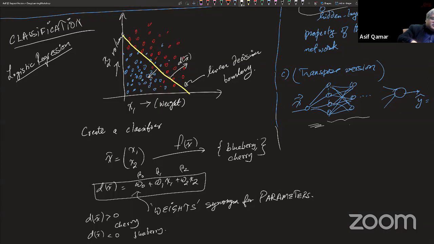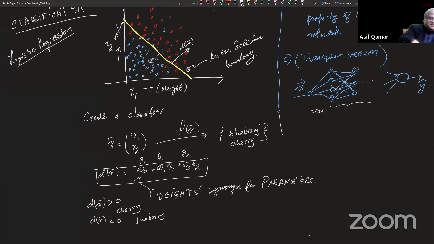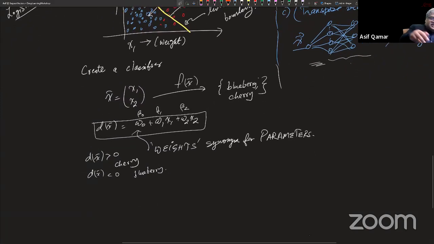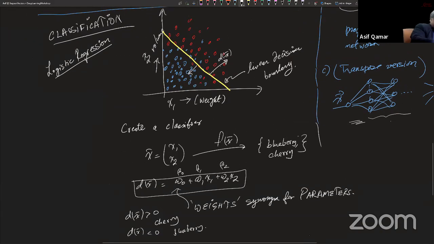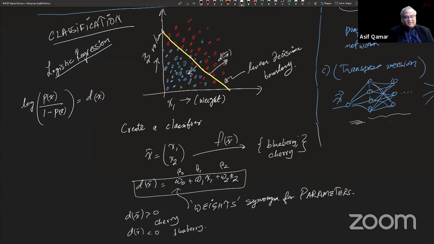Now, when we look at this problem, just as a recap, what is the probability that a given point is a cherry? This is a review of the logistic, the log of odds: the probability that it is a cherry versus the probability that it is not a cherry. The log of that is equal to the distance function. So you're saying that the log of odds that it's a cherry happens to be the distance from the decision boundary, right? That is all that the logistic regression equation is ever trying to say.